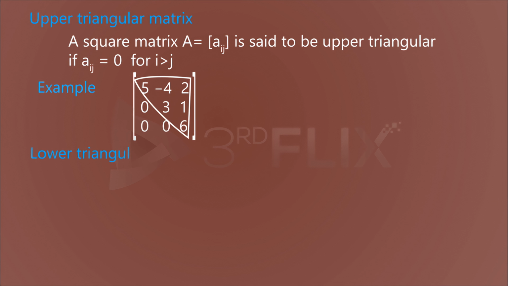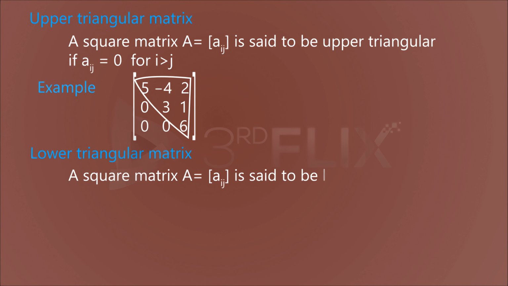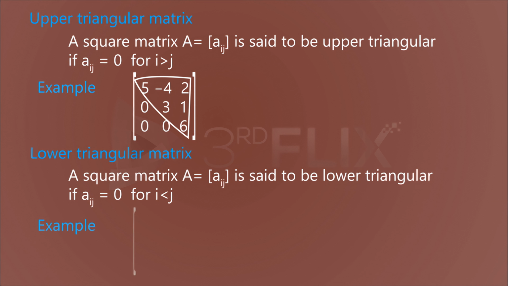Lower triangular matrix. A square matrix A equals matrix aij is said to be lower triangular if aij is equal to 0 for i less than j. Example: matrix 1, 0, 0, 1, minus 3, 0, 0, 2, 2.